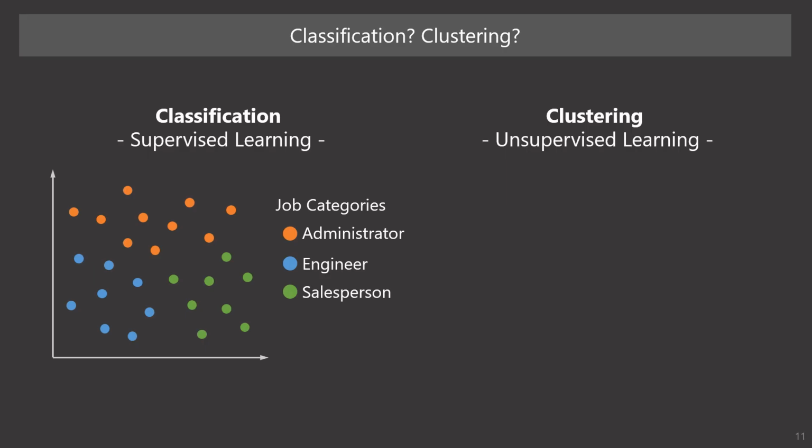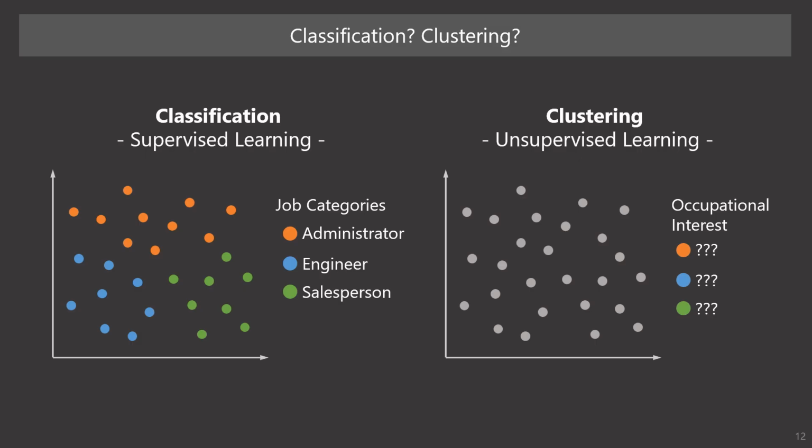As an example, let's consider a case where we want to divide workers into some groups. If we want to divide them based on their job categories, we can predefine their job categories, such as administrator, engineer, and salesperson. This is a classification because it divides data into predefined categories.